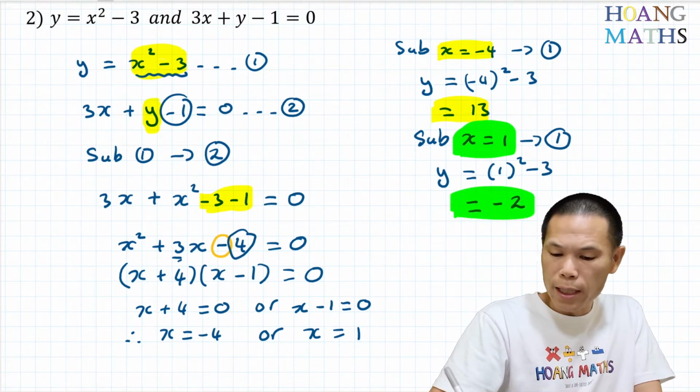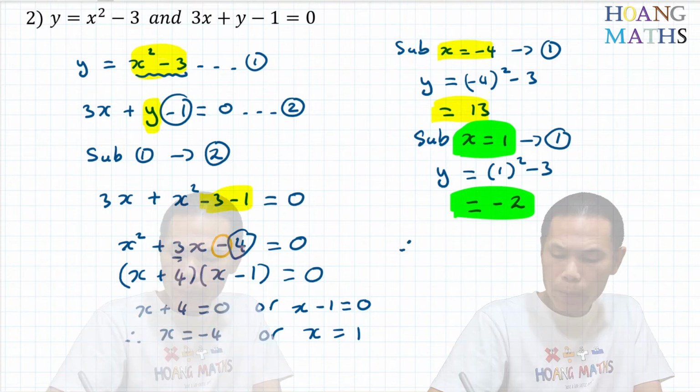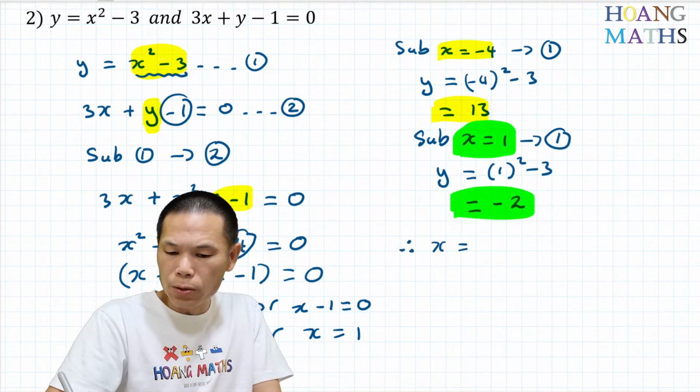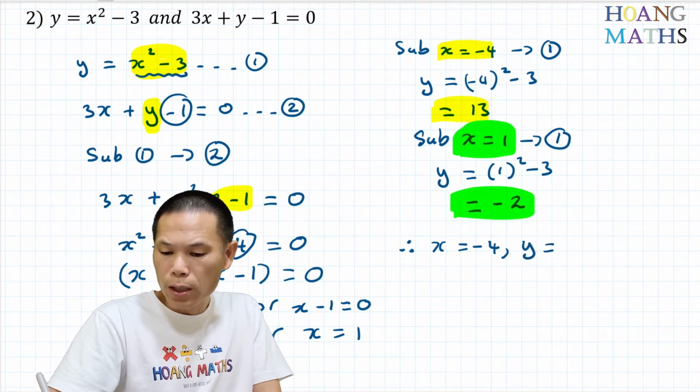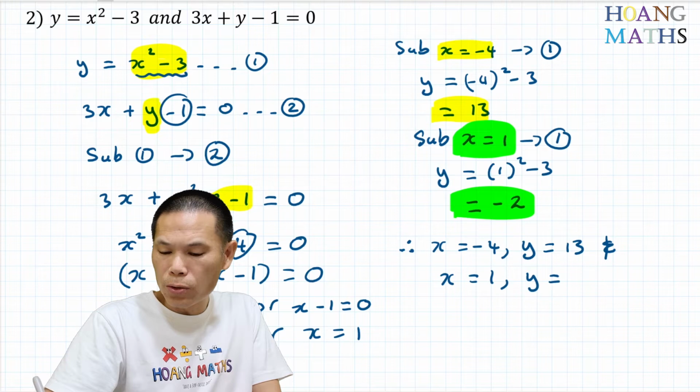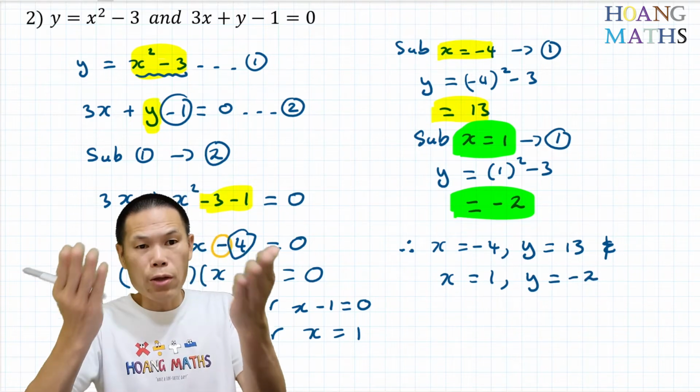So let me just write the answer out. Therefore, when x is equal to negative 4, y is equal to 13, and when x is equal to 1, y is equal to negative 2. So there you go.